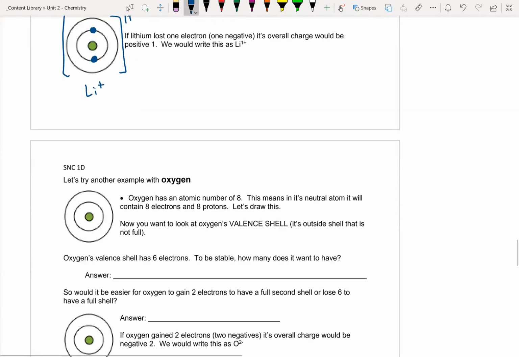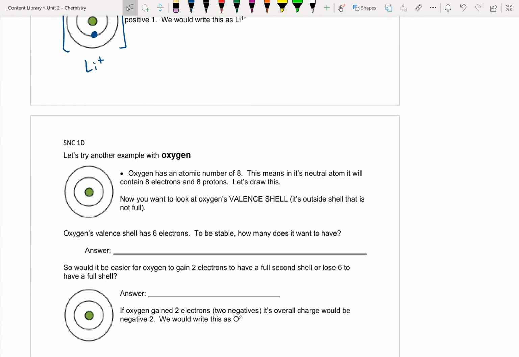In another example, let's look at oxygen. So oxygen has an atomic number of 8. This means in its neutral atom, it will have 8 electrons and 8 protons. So if I draw that, there are 2 in its first shell, and then 6 in its outer shell for a total of 8.